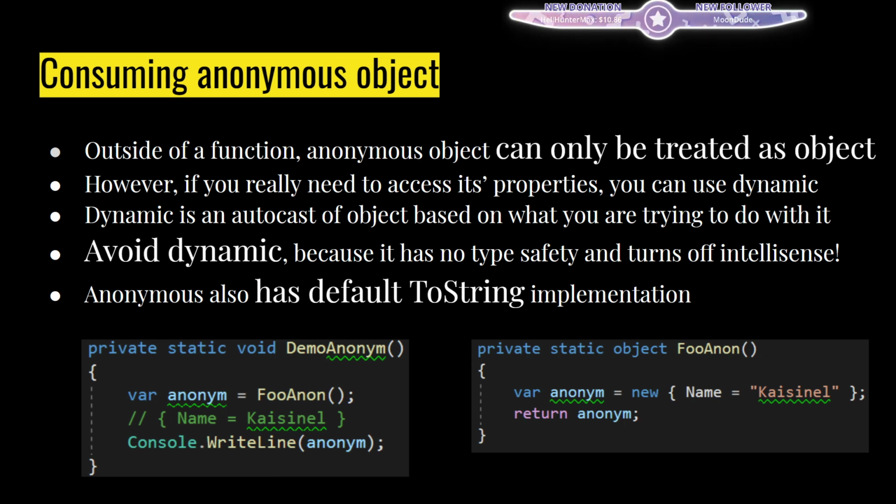Here, if instead of var I wrote dynamic, I could in my write line use anonym dot name. That would work, but now I cannot because it's an object. Avoid dynamic. It's your last resort, and I really do not recommend using it at all. Just when you're cornered, when there's no other option, only then it's okay to use it. But avoid it and search for better options.